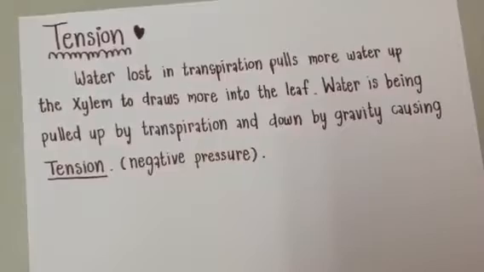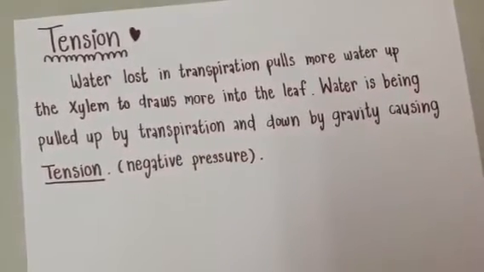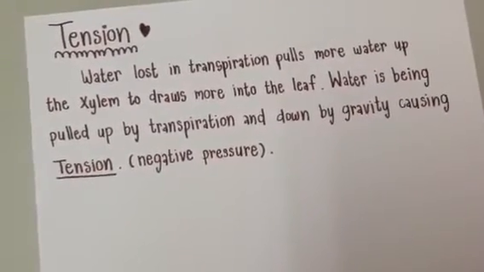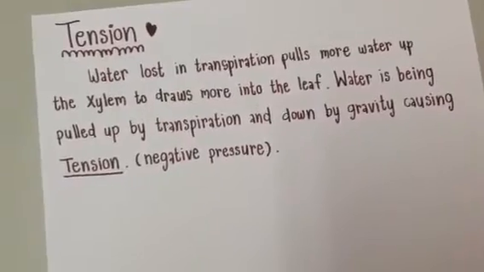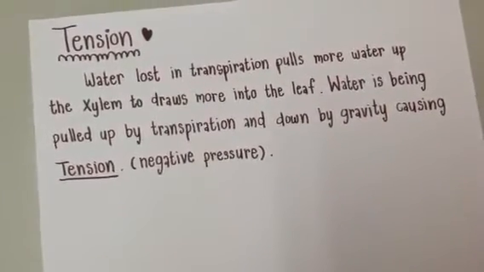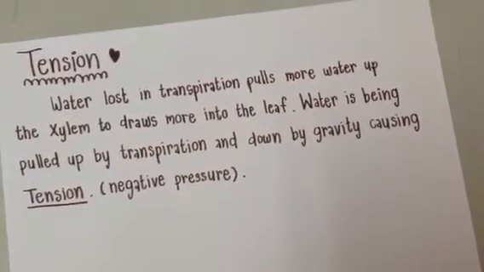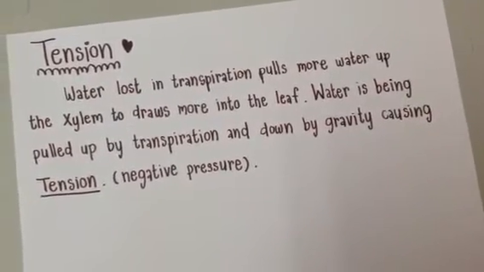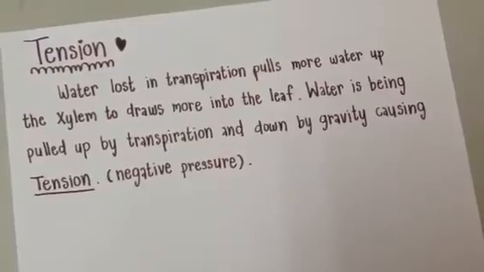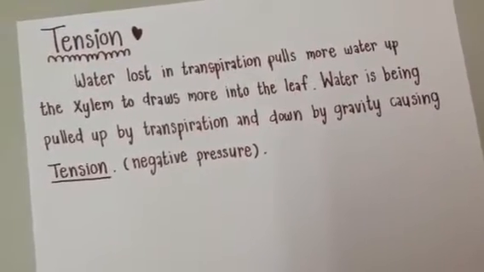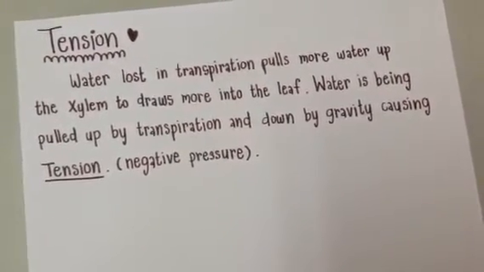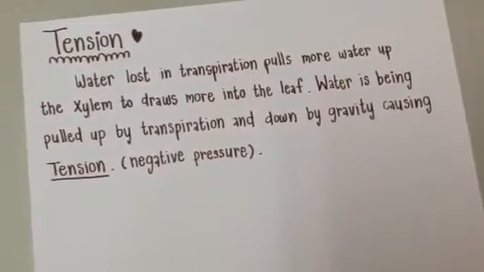Water lost in transpiration pulls more water up the xylem to draw more into the leaf. Water is being pulled up by transpiration and down by gravity. This causes tension or negative pressure. So the greater the water loss, the faster the water is pulled up.